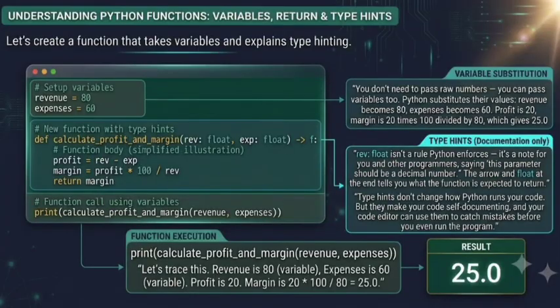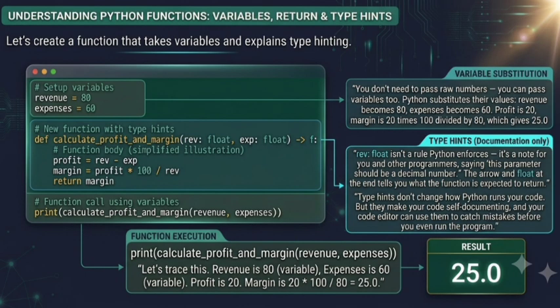Section 2. Clarity with type hints. Writing code that works is great, right? But writing code that's easy to read and debug is even better. We really want to upgrade our basic code by making it self-documenting. First up, notice you don't actually need to pass raw numbers into your function. By passing variables, like defining revenue as 80 and expenses as 60, Python just substitutes their values perfectly. But look down at the function definition where it says rev: float and exp: float.